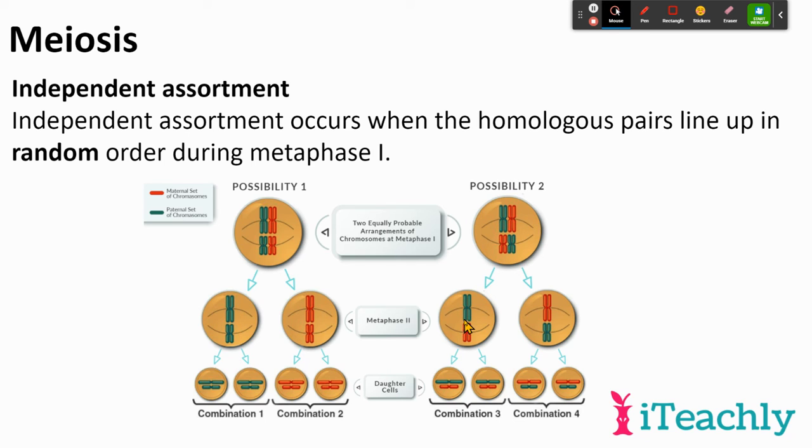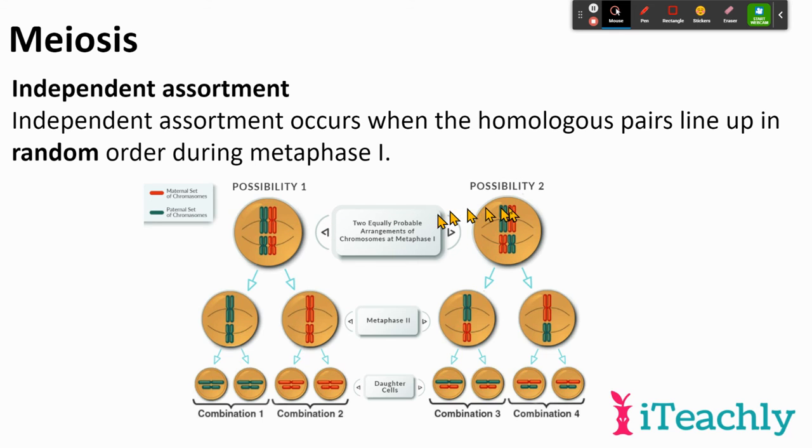So here's another example, right? So we have 23 pairs, but here's just showing you 2. So here is where all the moms are lined up here and all the dads are, this is maternal. So all the moms are lined up here and all the dads are lined up here. So they are going to form haploid gametes that look like that, right? So basically this one's going to look just like the mom and this one's going to look just like the dad.